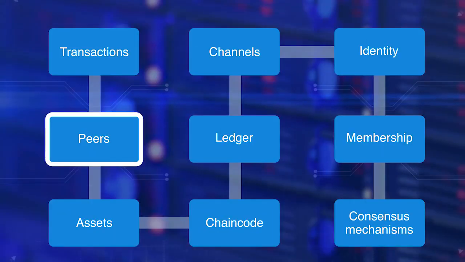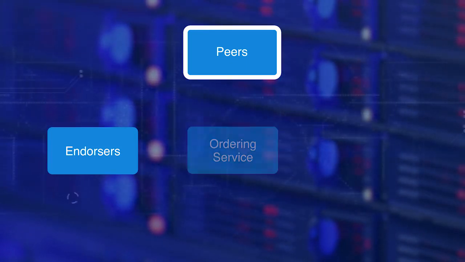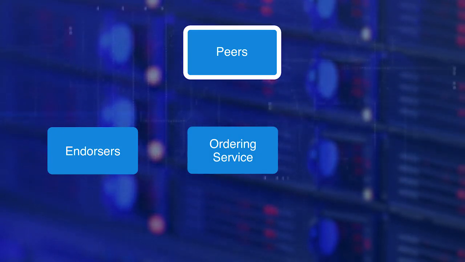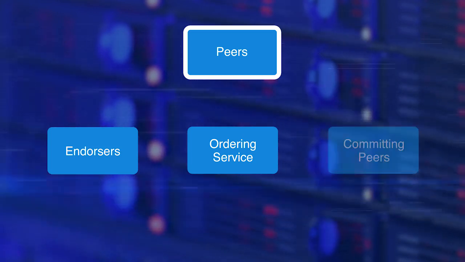Peers are nodes that initiate transactions and maintain the state of the ledger. There are three types of peer nodes. Endorsing peers receive and validate transactions, sign them, and return them to the creating application. They are called endorsers. Ordering peers collect signed transactions, order them into blocks, and send them to committing peers. This is also known as the ordering service.